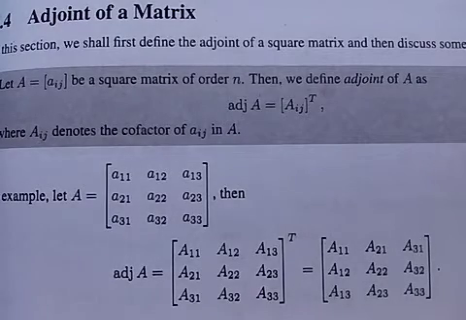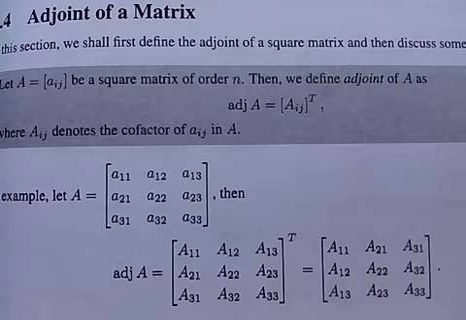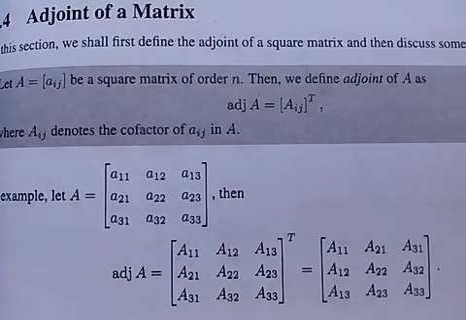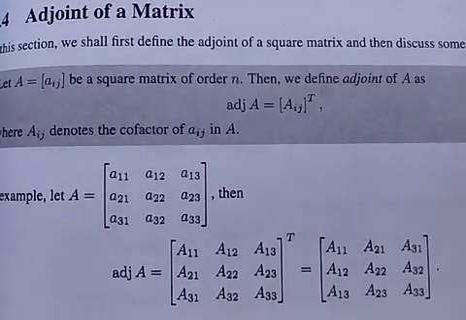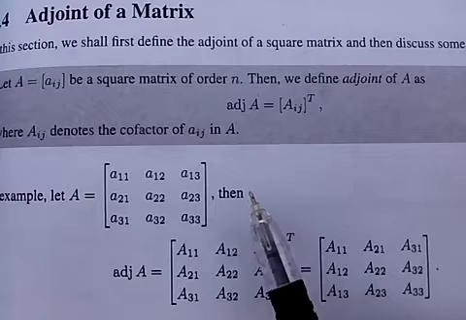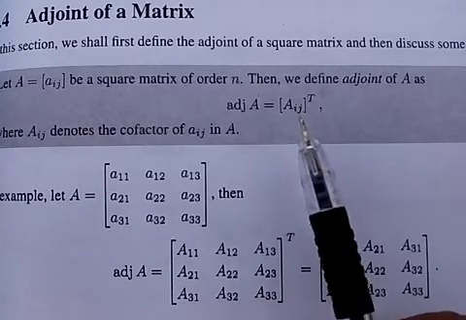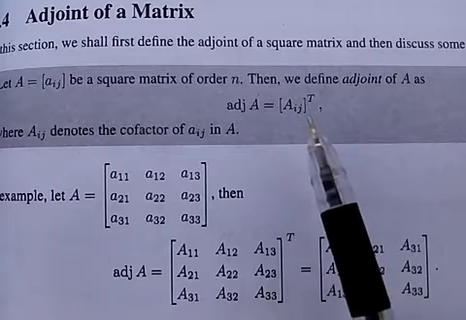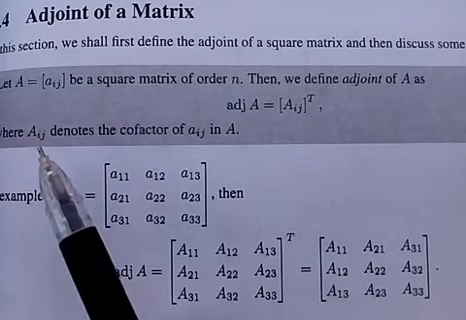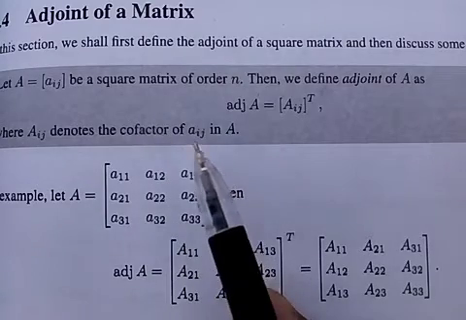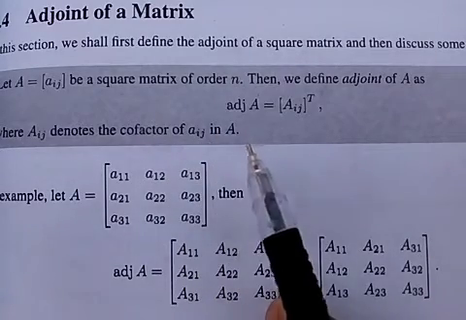In this section, we shall first define the adjoint of a square matrix and then discuss some of its properties. Let A be a square matrix of order n, then we can define the adjoint of a matrix as the transpose of the matrix obtained by cofactors, where capital Aij denotes the cofactor of element aij in matrix A.